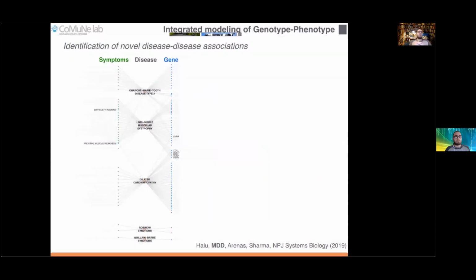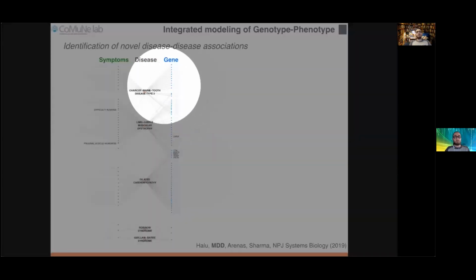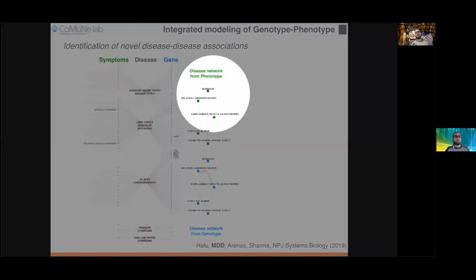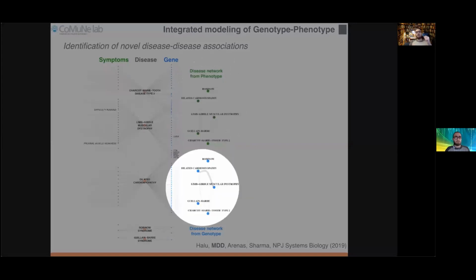But then we can use the same paradigm to integrate genotype and phenotype information. Here we have built a tripartite network, if you want, linking genes and diseases with their symptoms. Then you can project with respect to diseases both dimensions, the dimension of genes and the dimension of symptoms. In the latter case, you obtain the disease network from the phenotype perspective, so two nodes here are two diseases connected by sharing some symptoms. And in the other case, you have two diseases sharing one or more genes.